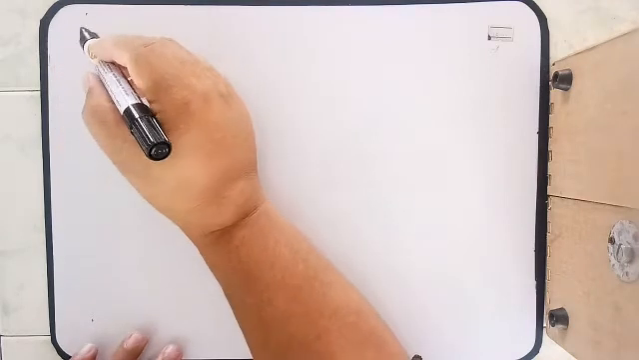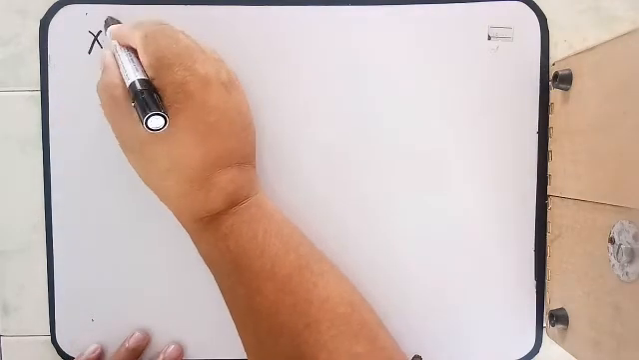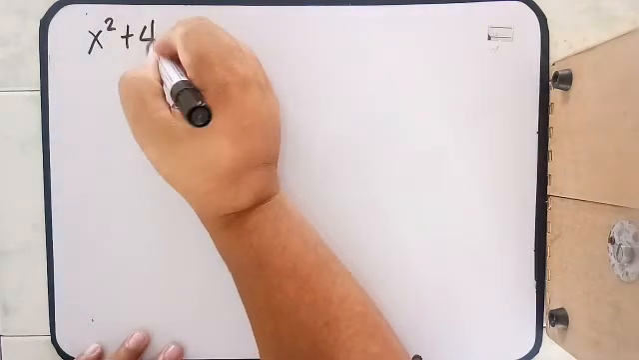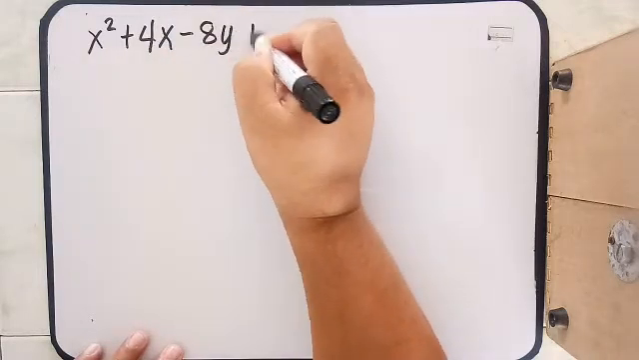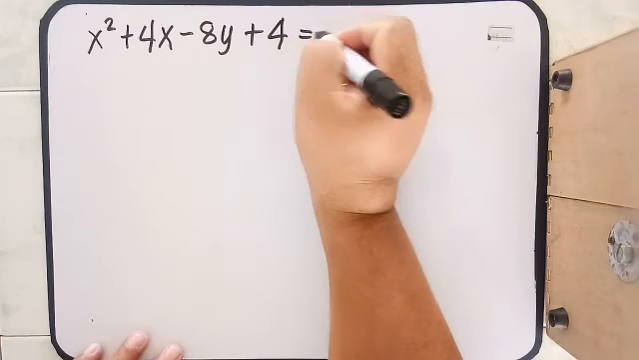Hello, good morning. This time we're going to discuss how to transform the general equation of a parabola into standard form, also known as the vertex form. Let's say we have an example such as this one: x squared plus 4x minus 8y plus 4 is equal to 0.